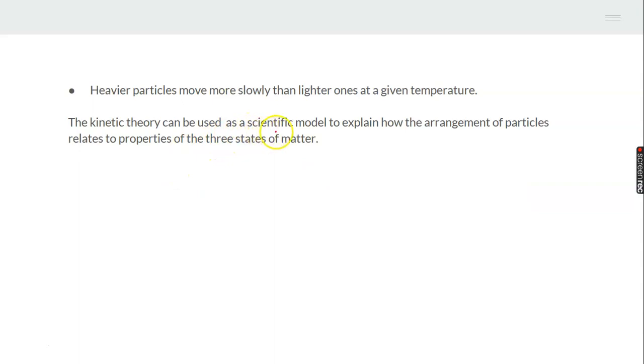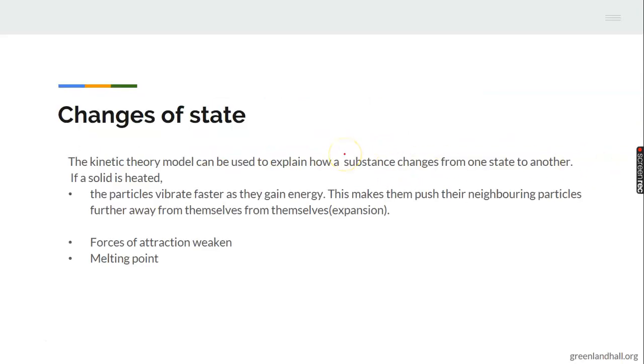So the kinetic theory can be used as a scientific model to explain how the arrangement of particles relates to the properties of the three states of matter. So, changes of state: how can change occur from solid to liquid to gas? The kinetic theory model can be used to explain how a substance changes from one state to another if a solid is heated. The first thing you have to know is that the particles vibrate faster as they gain energy. Any of the three, solid, liquid, or gas, they vibrate and move faster as energy is added into the material. This makes them push their neighboring particles further away from themselves. That's expansion. That's how expansion takes place.